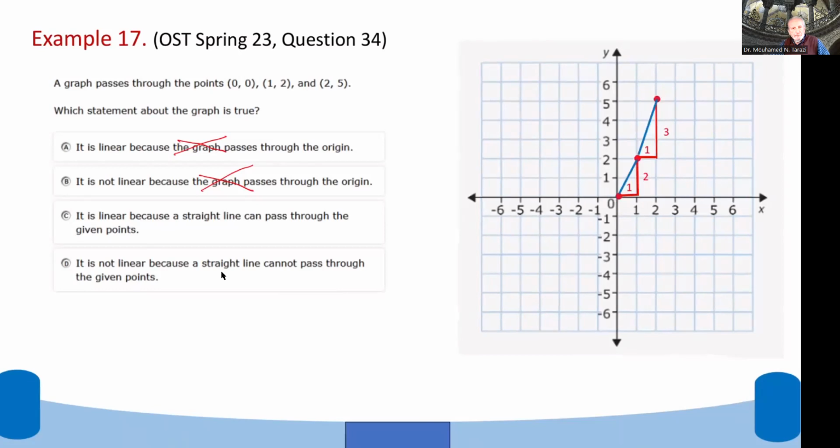Now, if you are not sure about your drawing, from here to here, the slope is 3 over 1, 3. From here to here, the slope is 2. They are not the same. So these 3 points are not on the same line. So we got this taken care of now. So it's not linear because a straight line cannot pass through the given points.